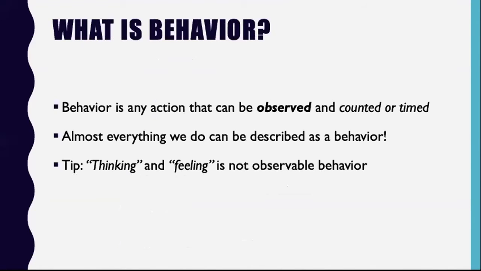The behavior we're discussing today must be behaviors that we can observe. They are actions that can either be counted or timed. Really, almost everything we do can be described as behavior. We want to make sure to avoid any thinking or feeling type behaviors because we cannot observe them in others. When we want to make behavior changes, whether to increase or decrease, we must be able to measure them and they must be observable so everyone is on the same page.